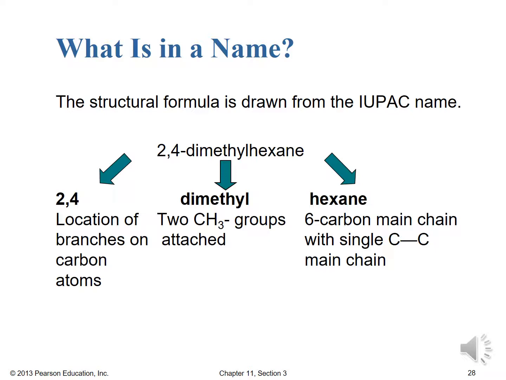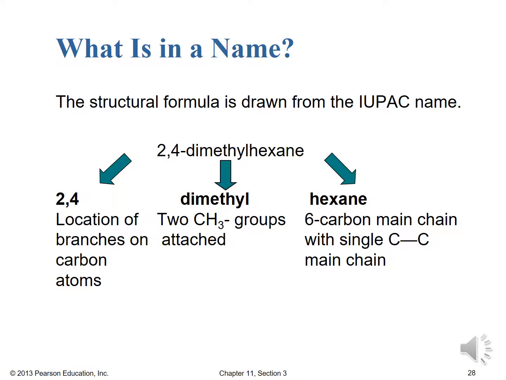All right, so let's look at that together. The structural formula being drawn from the IUPAC name, in this case 2,4-dimethylhexane. Well, the first part, the 2 and the 4, tell us the locations of the branches on the carbon atoms. The hexane, which is probably what you looked at first if you followed my guide, tells you it's a 6-carbon main chain with all single carbon-carbon bonds because it's an ANE, an alkane, everything's saturated. And then finally, the middle there, dimethyl, tells us that both of those substituents are methyl groups.